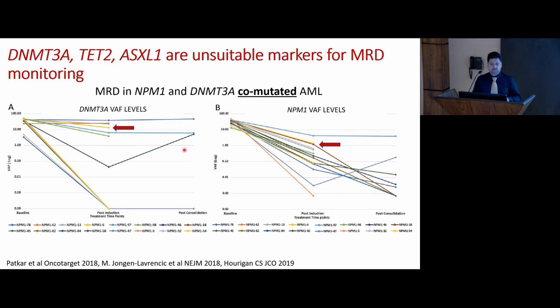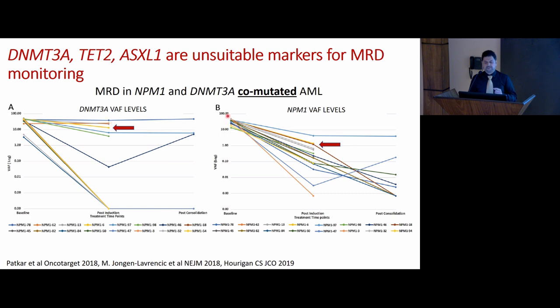So this is evidence of what I'm saying. These are patients who are co-mutated for NPM1 and DNMT3A. This is what we published way back in 2018. And you can see here that these are the same patients. Each color here corresponds to one patient. So see this orange fellow. This orange fellow's NPM1 mutation drops to 0.001 or somewhere around that, but his DNMT3A mutation is persistent.